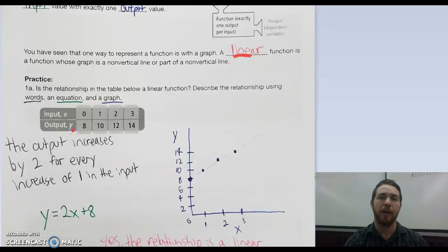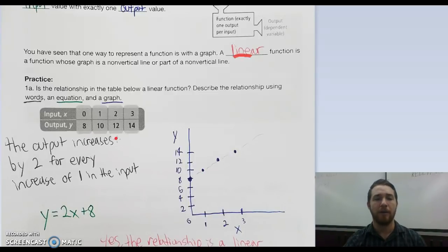But if you want to put that in terms of an equation, I can't just say it's 2 times whatever the output is. It's 2 times the input, first of all. So it increases by 2 every time I increase the input. But we also have to add 8 because if I start with nothing, I still have 8 for the output. So we start at 8 and then add 2 every time you increase that input.